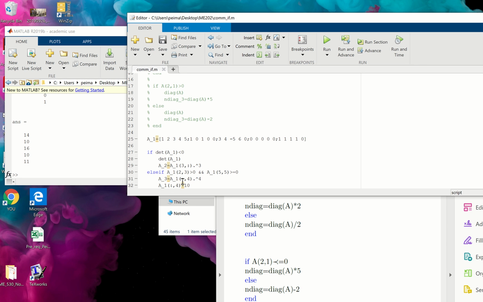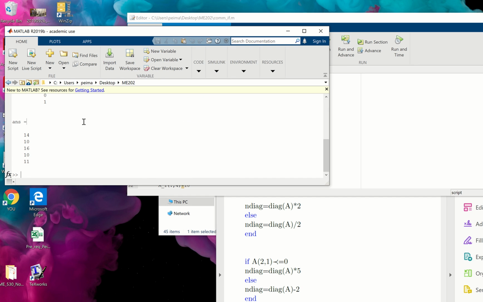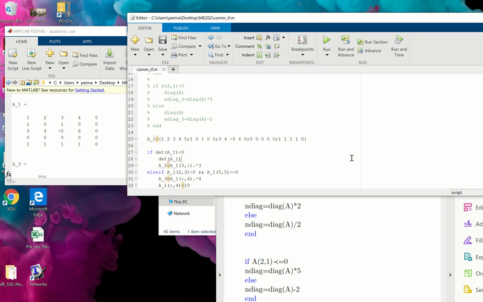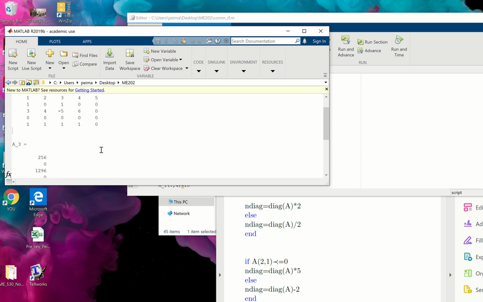So A1, and this command is to the power of 4. That's right. Let me show you. See, this is the matrix, all rows and 4 columns: 5 0 6 0 1. In the previous case, we were saying to the power of 4, so what we're going to get is 256, 1296, and there is 0 0 1.